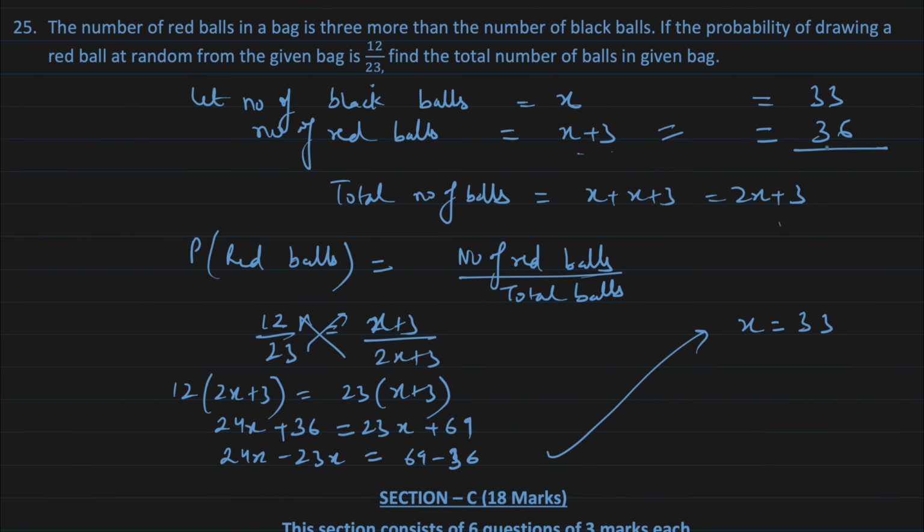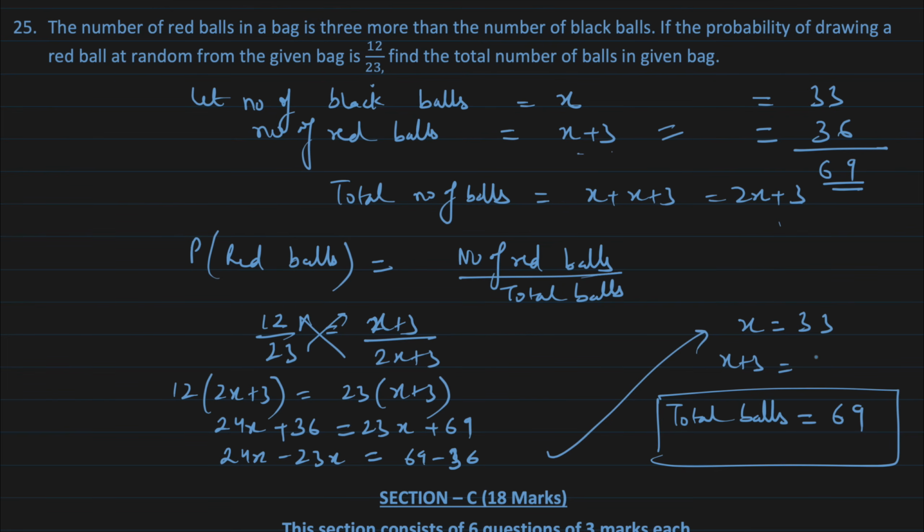So the total comes out to be 69, right? So right here, total balls equals 69. You can write here also x plus 3, 36, and you add, the total comes out to be 69. Okay, so we are done with section B also.